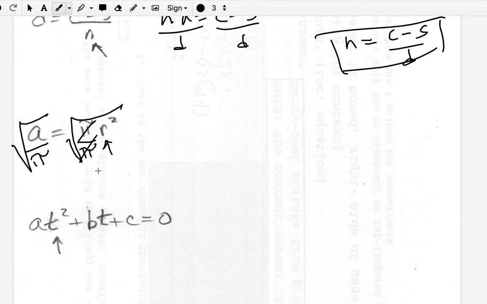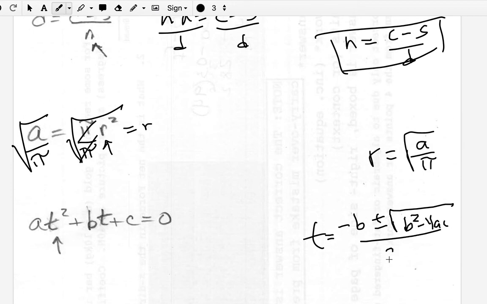A is pi r squared. Solve for r. We're going to divide both sides by pi and take the square root. Divide both sides by pi. And here we can actually put the square root right here like that. Pi's cancel before we take the square root, and we get r is equal to root a over pi.